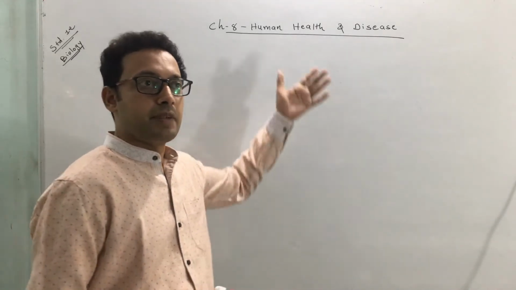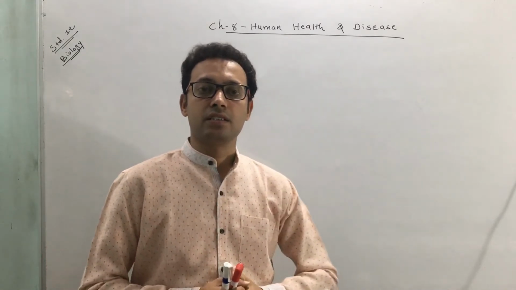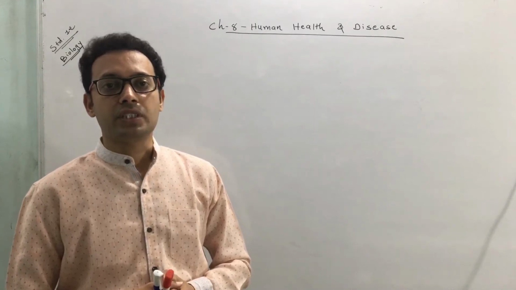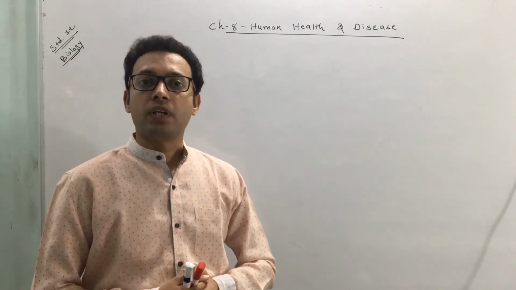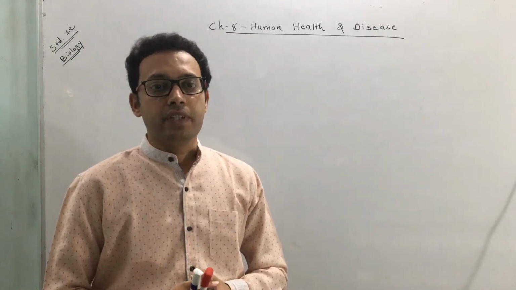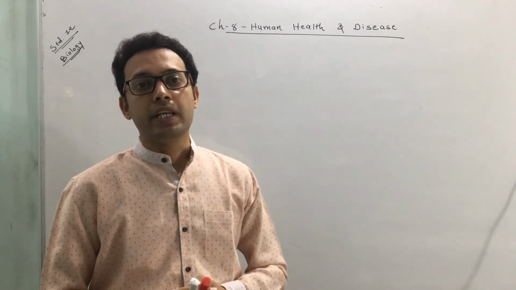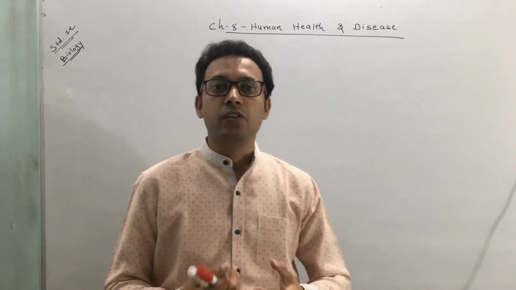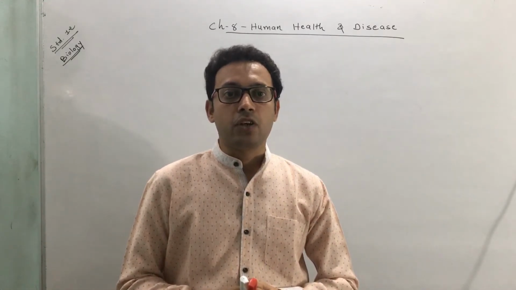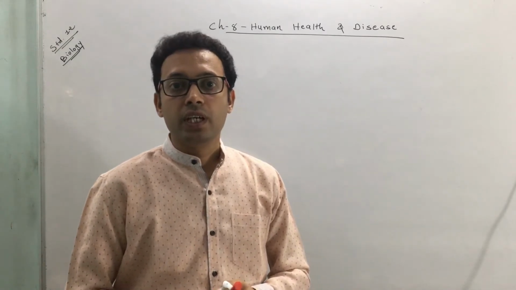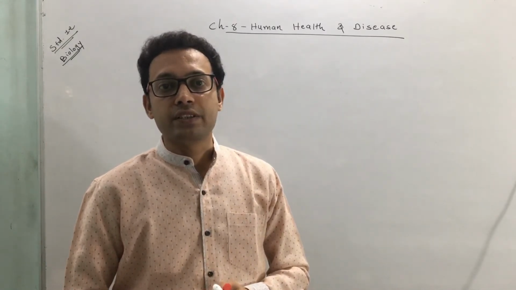We were discussing chapter number 8, Human Health and Diseases. Up till now we have discussed what is health, what is disease, what are different types of diseases, and we have discussed a few common infectious diseases that occur in humans. We have also started with a topic called immunity, that is, a mechanism which is protecting you against pathogens and infectious diseases.